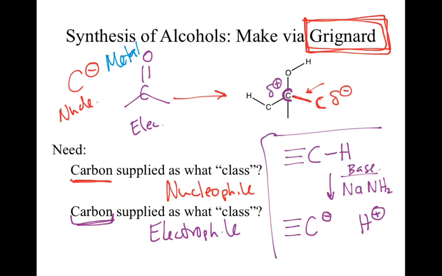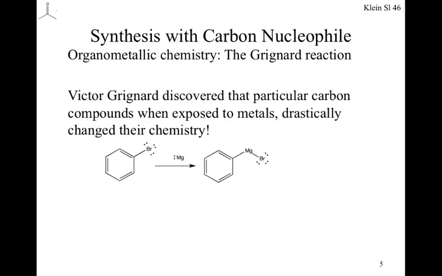So how do we end up doing that? Making the carbon nucleophile. Victor Grignard discovered that particular carbon compounds, when they were exposed to particular metals, the chemistry drastically changed. When you add magnesium metal, you'll notice that there's 2 electrons with that magnesium. When you add the magnesium metal to an alkyl halide, typically bromide or chloride, but you could probably do it with others, the magnesium would insert itself between the carbon and the halogen.